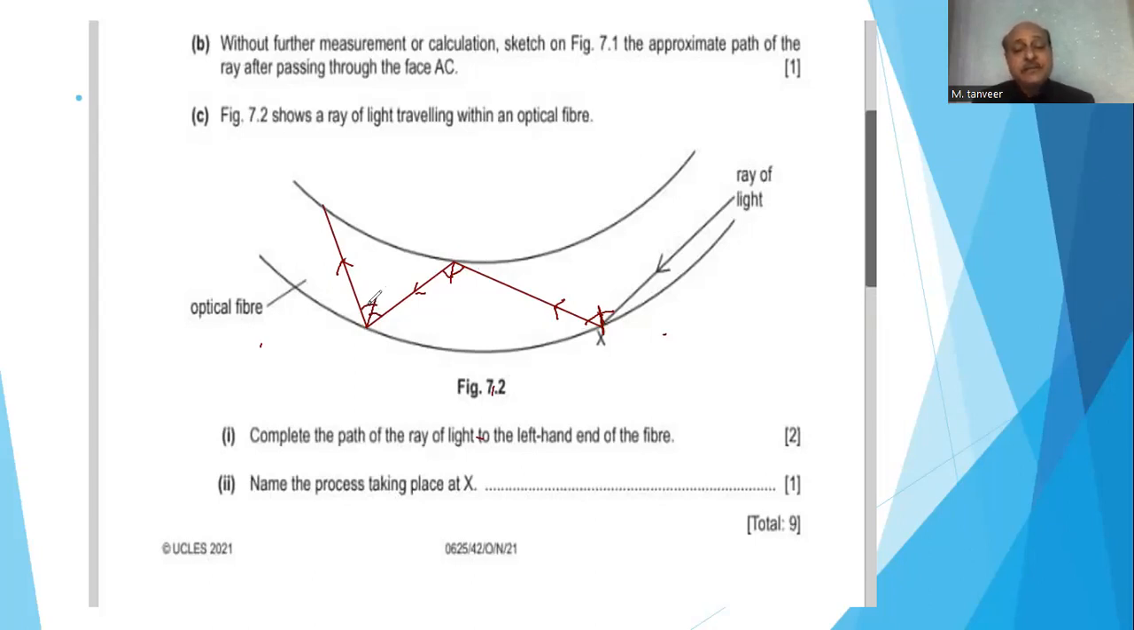Second, name the process taking place at X. At X, what is the process? That is total internal reflection. So at X, total internal reflection is occurring. So you will write only total internal reflection. This is the process which is occurring.